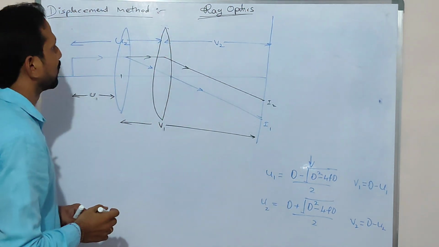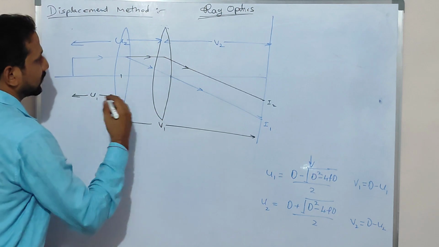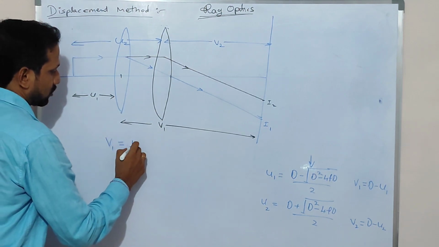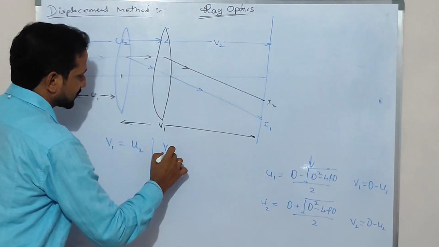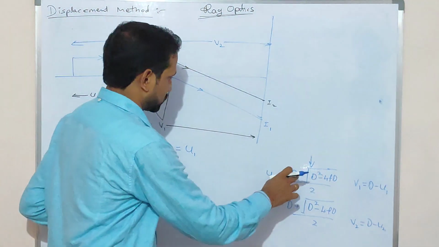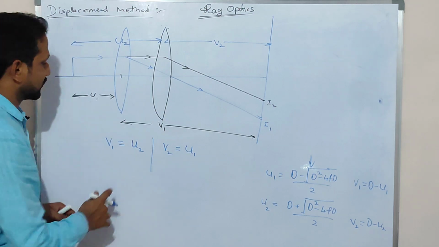There is a relation between all these. That relation I have already proven, and I'll give you that. The relation is very simple. The image distance in the first case equals the object distance in the second case, and the image distance in the second case equals the object distance in the first case. You can use these two equations to prove this. And these are important.